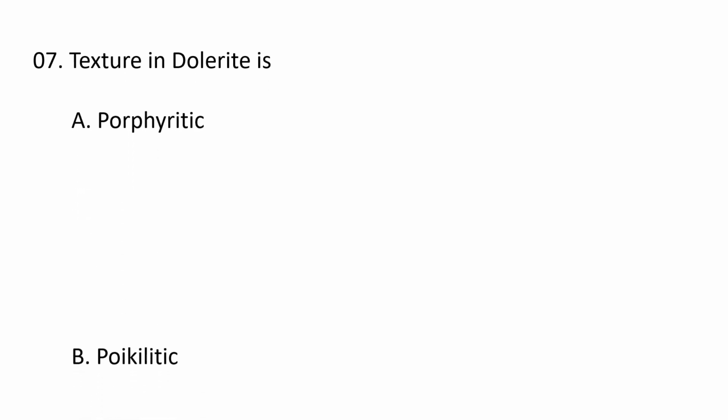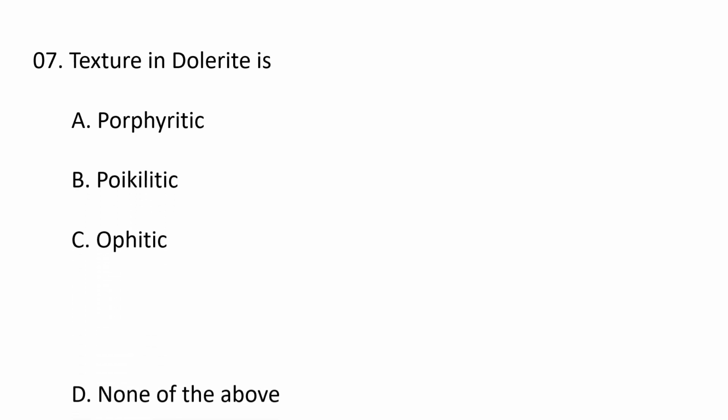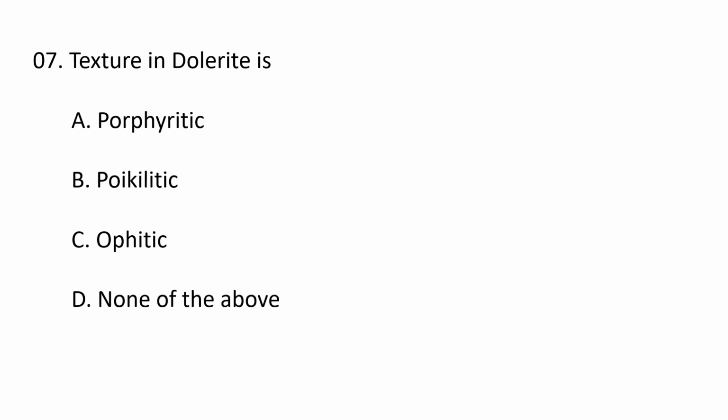Next question. Texture in dolerite is A. Porphyritic, B. Poikilitic, C. Ophitic and D. None. Texture in dolerite is ophitic. Ophitic texture is the association of lath-shaped euhedral crystals of plagioclase. These are grouped radially or in an irregular mesh with the surrounding or interstitial large anhedral crystals of pyroxene, and it is characteristic of the common rock type known as diabase. So texture in dolerite is ophitic.